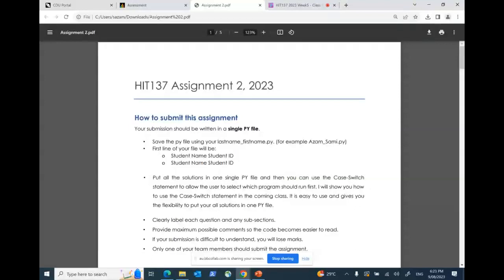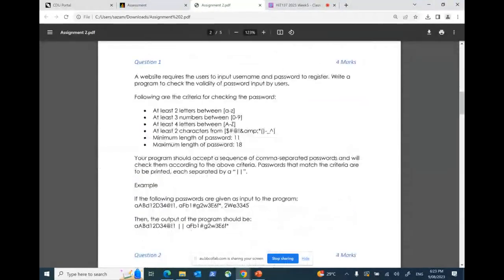And in week 6, I will discuss more about the submission format. So don't worry about the submission format. First of all, worry about the problem that you'd like to solve.